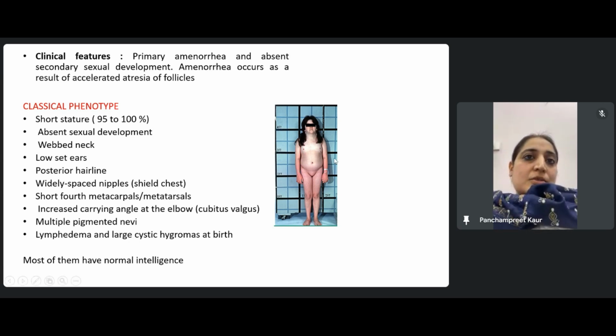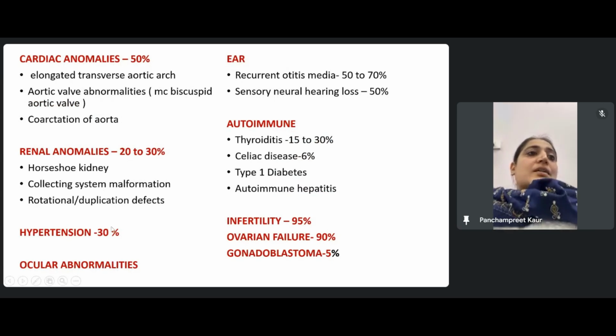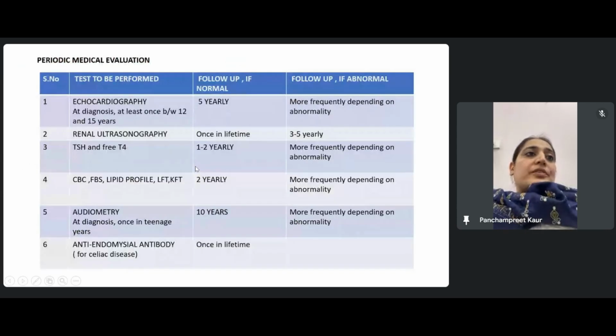However, in this case, it is not shown. If we see, there can be increased carrying angle at the cubitus valgus, lymphedema, and large cystic hygromas at birth. But most of them have normal intelligence. I've seen girls who are extremely intelligent and having Turner syndrome. These are the abnormalities which are associated with Turner syndrome: cardiac anomalies, renal anomalies, hypertension, ocular anomalies. So we need to screen for them.